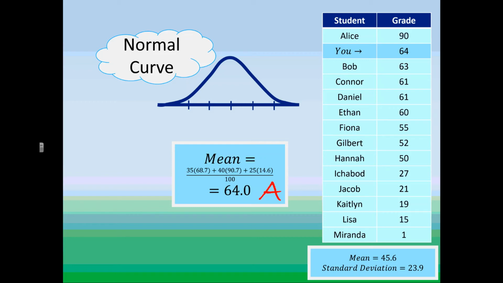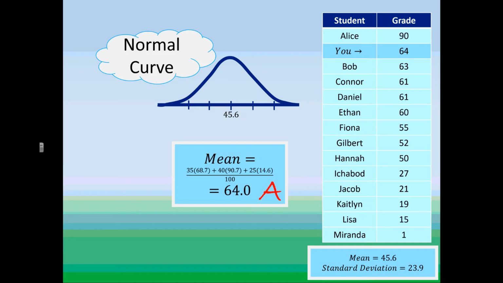The standard deviation is a process that you go through. It's actually shown on your calculator when you do one variable statistics. What the standard deviation does is tell us how far the numbers are spread out. So we start at the mean, the 45.6. That should be in the middle.